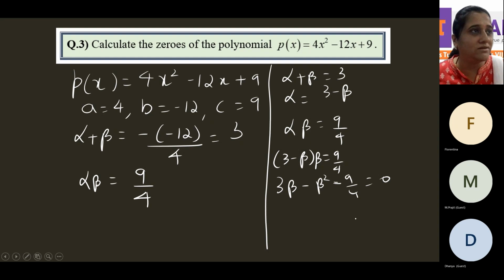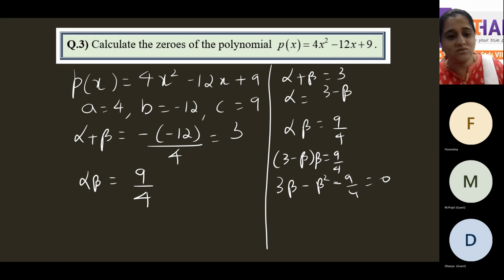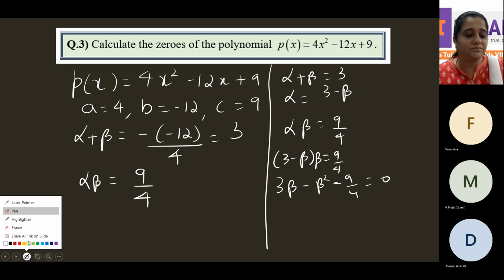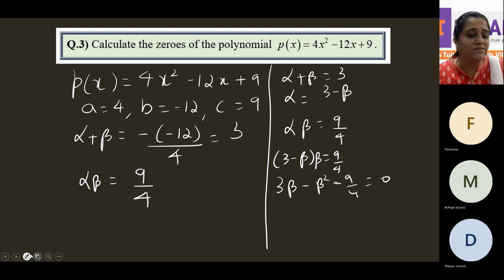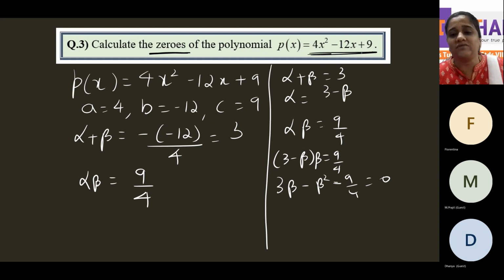So this is going to be lengthy, right? You'll again get a quadratic equation and you should go ahead with it. This is going to be tedious, so we'll ignore this. But remember, when you have to find the zeros of the polynomial, it's just factorizing and finding alpha and beta. Simply factorize the given quadratic polynomial and find alpha and beta.